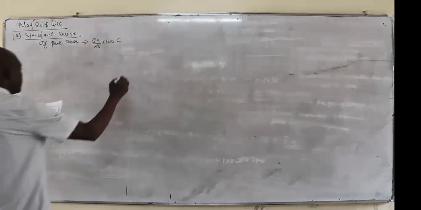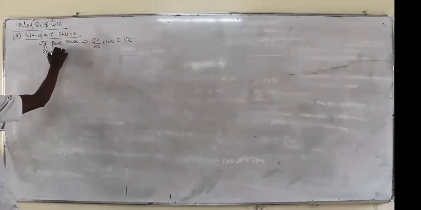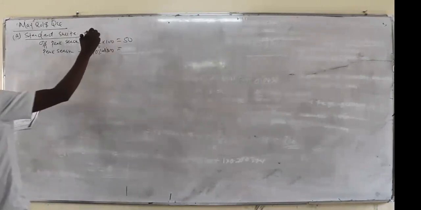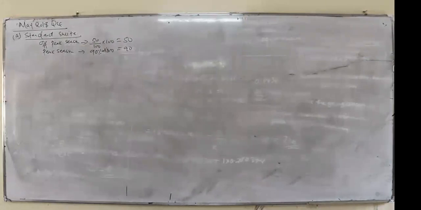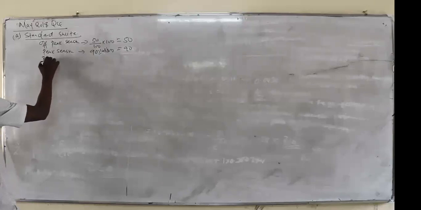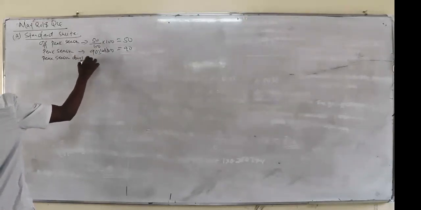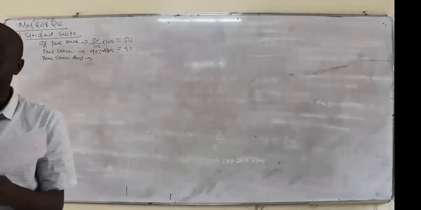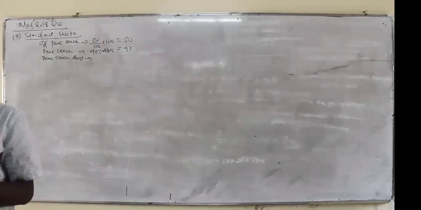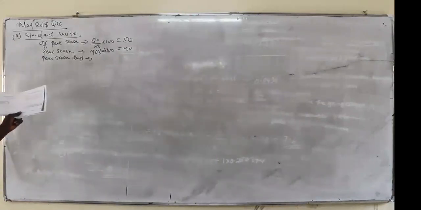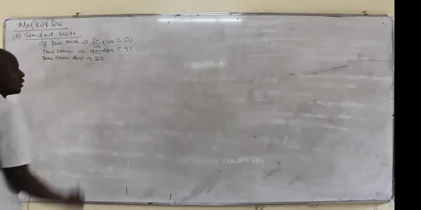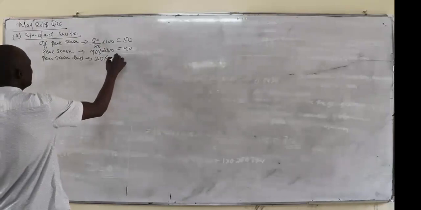And peak season is 90%, isn't it? 90% of 100 is 90 rooms. Now we need to determine the peak season days. We've been told that out of the 12 months in a year, 7 months are peak season, and every month has 30 days. So we want to know the peak season days in a year. You multiply 30, the number of days in a month, by 7, so these are 210 days of peak season.